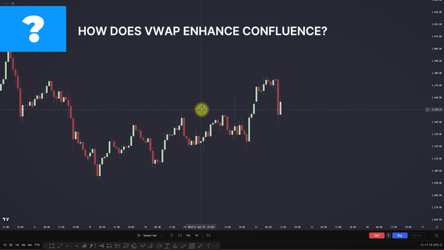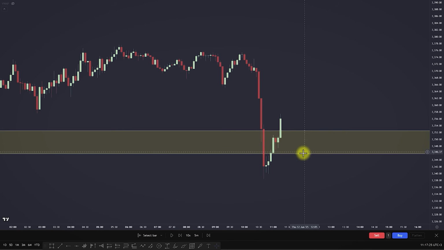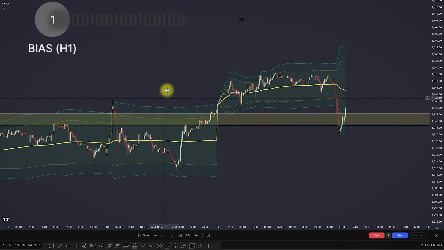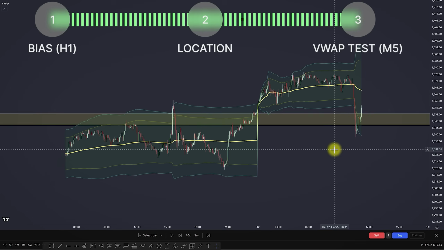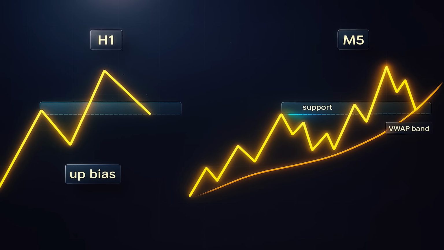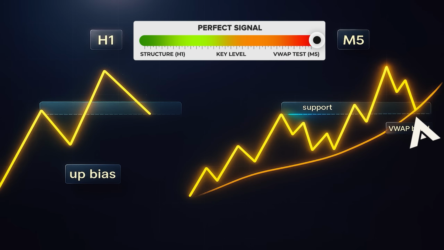Remember that Confluence zone we found. When price pulls back to that zone, you are not just looking for any entry. You're looking for a specific test of the VWAP within that zone. This is how you turn a good setup into a great setup. You have your higher time frame trend, your key structural level, and now your institutional benchmark all lining up in one place. So the absolute A+ setup is when the 1-hour trend is up, price has pulled back into a 1-hour support zone, and on the 5-minute chart, that pullback is now touching the VWAP line.